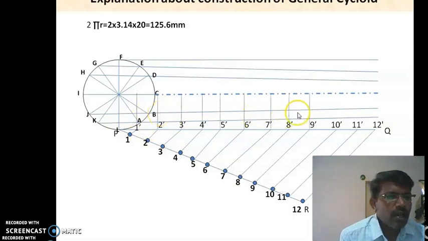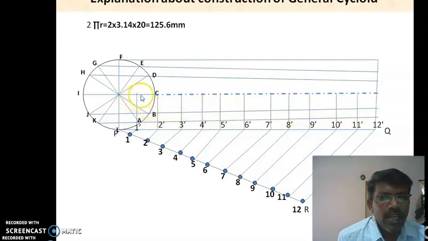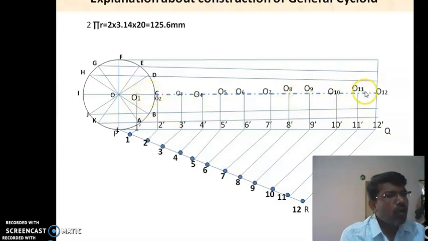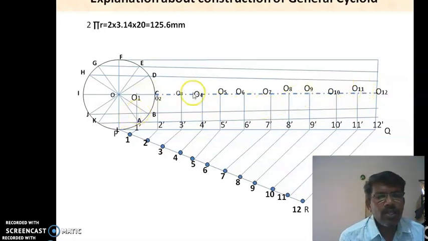such that the point of intersection with the center line will act as the center points O1, O2, O3, O4 and so on, O7, O8, O9 and O12. So with respective O1 as a center, with the radius of the rolling circle, that is 20, just make an arc on line A. Where is the A line? A, K will be on the same line. Make arcs with respect to the centers.